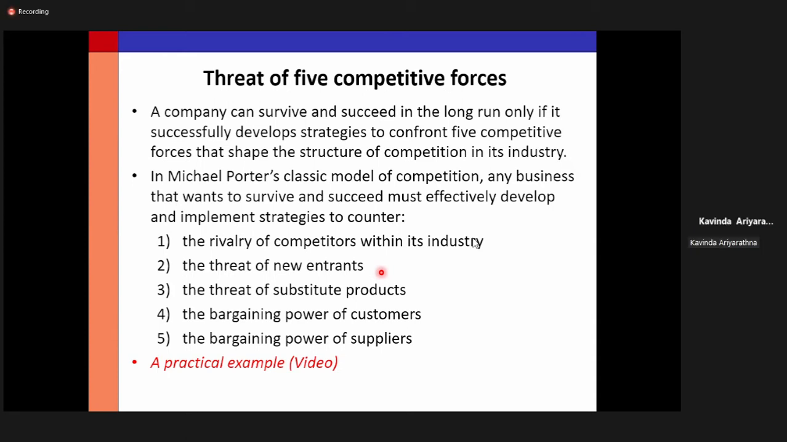They had a threat from new entrants because even locally and globally, there are some small people who are trying to enter into the market.